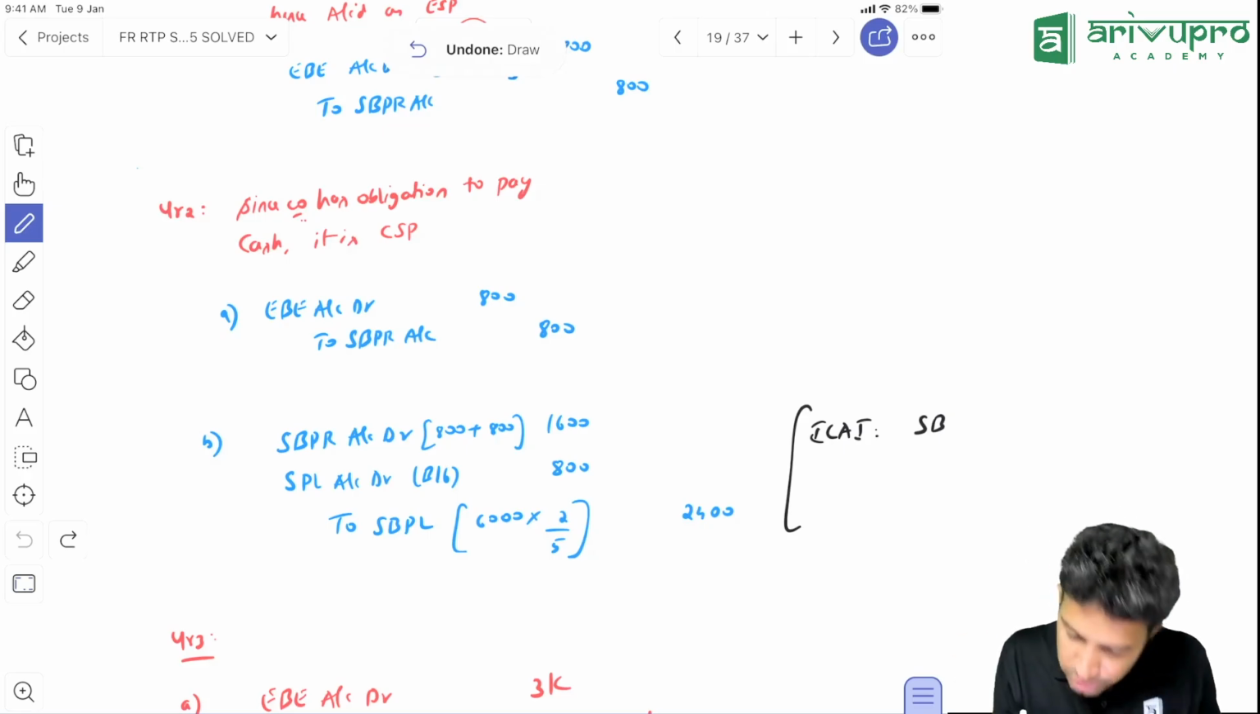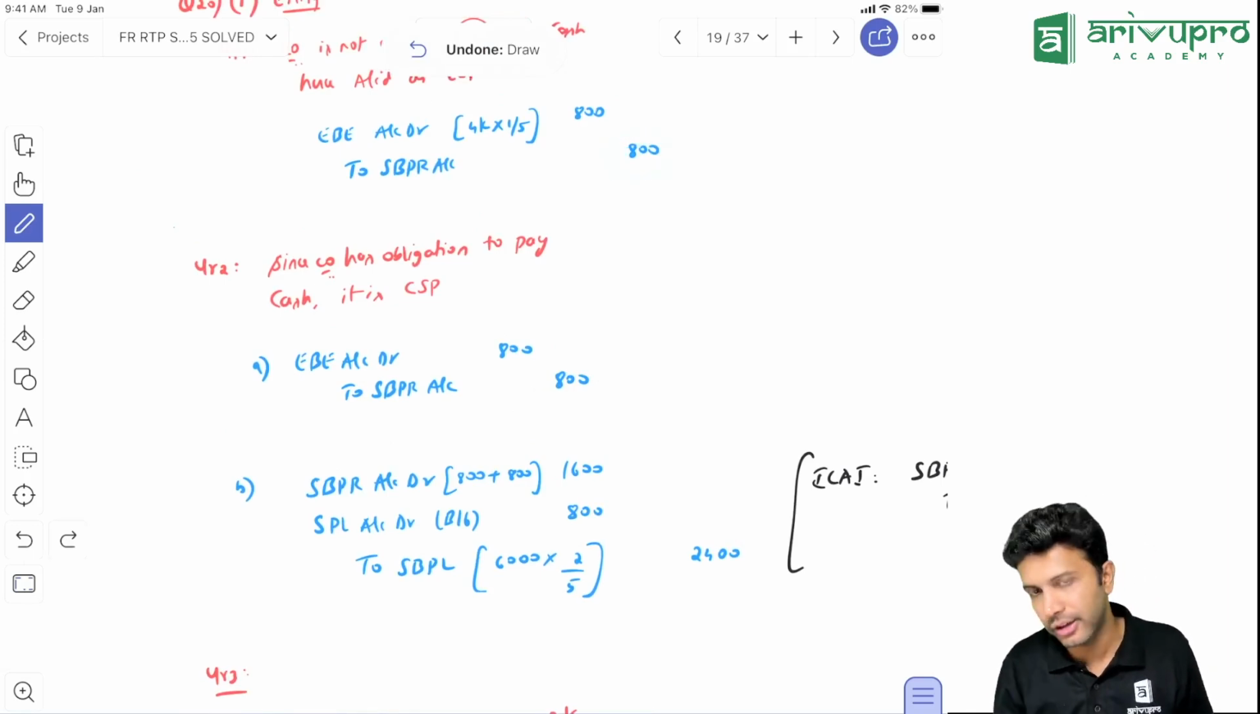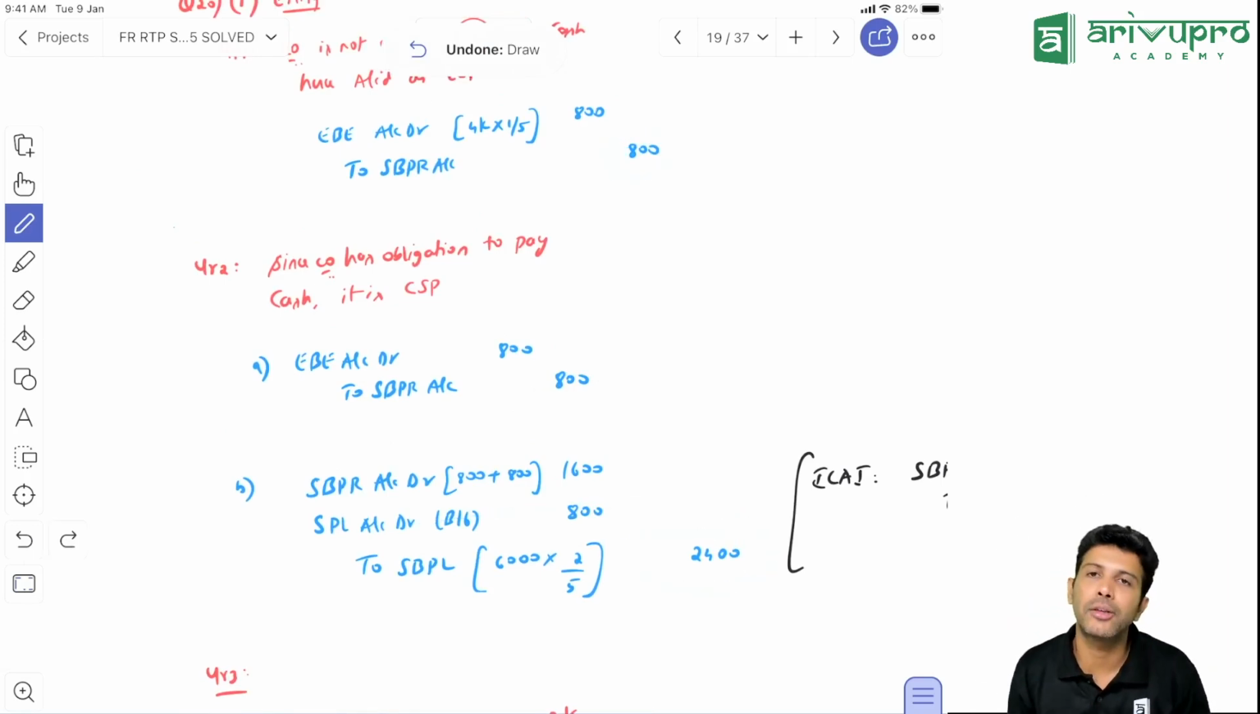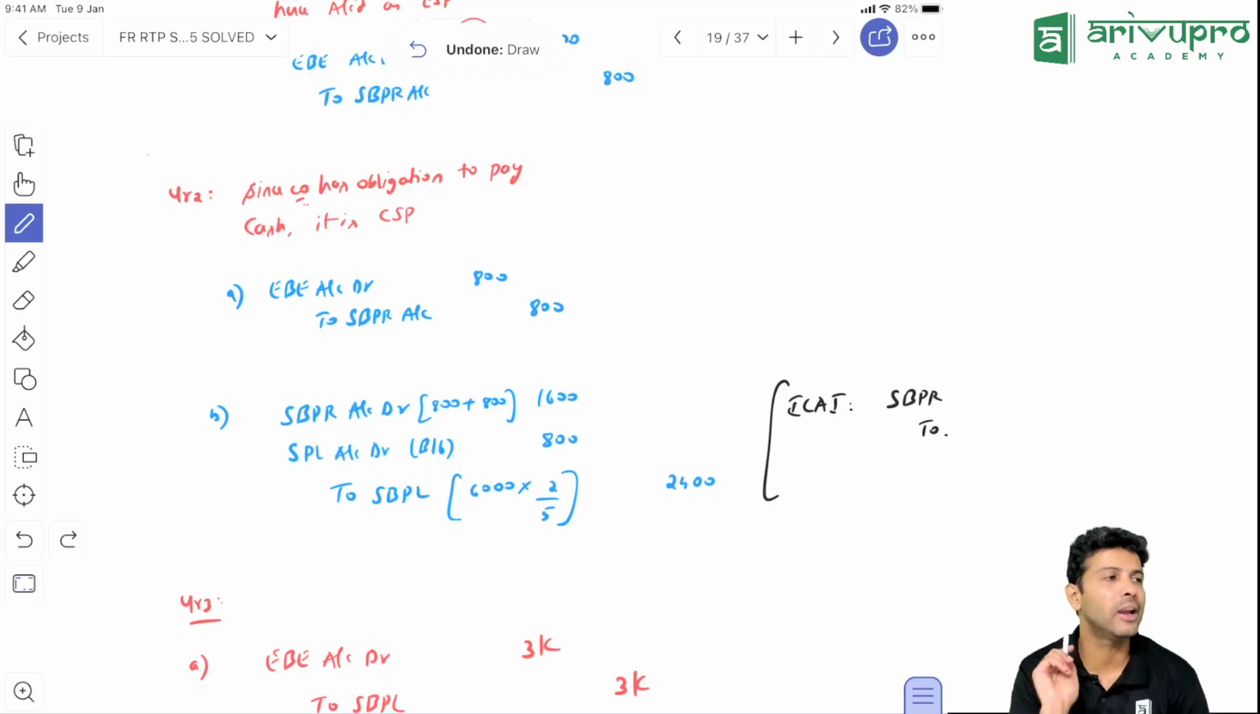SBPR debit 1,600 because SBPR has a balance of 1,600, but we have to recognize a liability of 2,400. Recognize the difference as the gain or loss, transfer it to SPL. All these are employee benefit expenditure, right? It will be accounted through SPL only as a balancing figure.